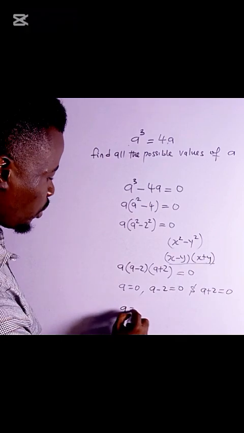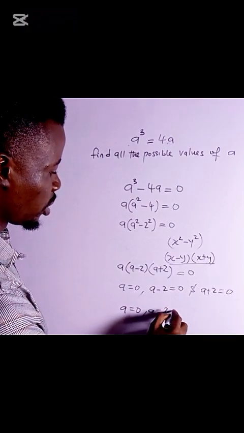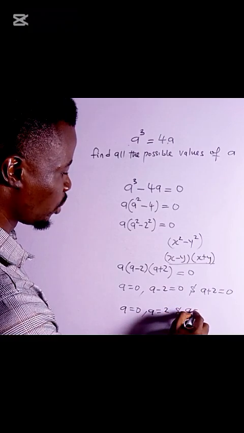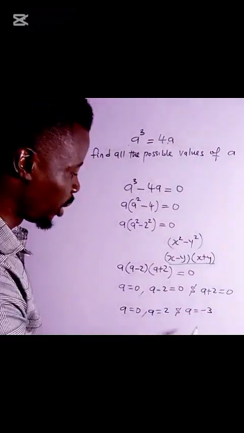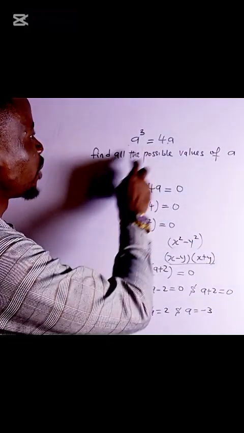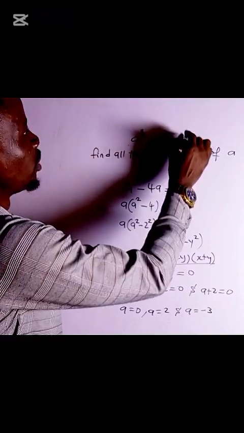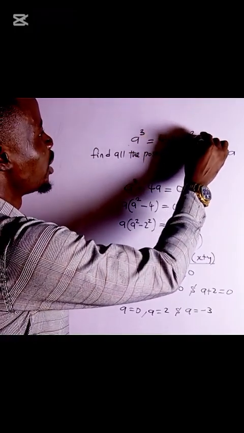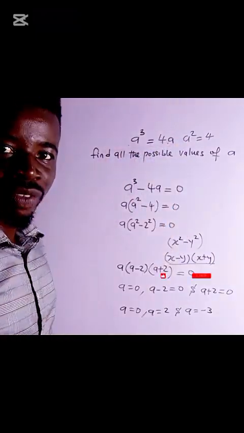So our a is equal to 0, a is equal to 2, and what? A is equal to minus 2. So you can see we have 3 values of a, which gives us all the possible values of a. If you cancel out a, you're going to be left with what? A squared. A squared is equal to what? 4. And you will get only 2 values of a.